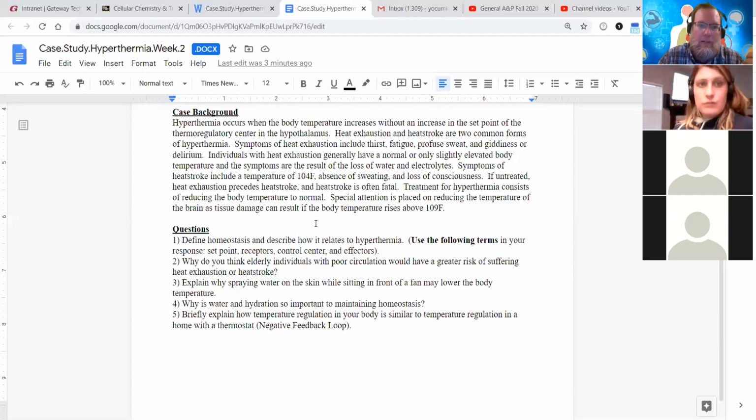So this can certainly affect circulation, right? The heart rate, blood pressure, everything is affected. This is like a systemic problem. It discusses thirst, fatigue, profuse sweating, and we'll talk about that in just a few minutes as well. We're losing water, we're losing electrolytes. Again, it can often be fatal, especially if we get above 109 degrees.